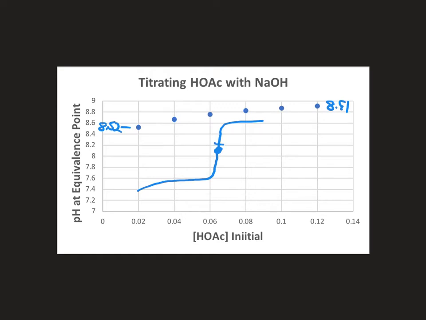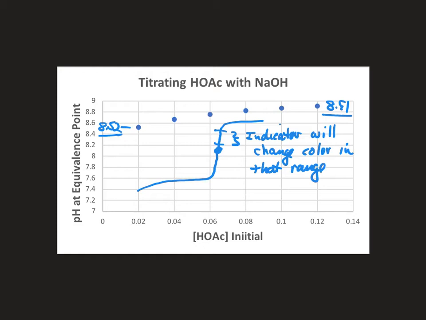If that range is between 8.52 and 8.91, that is, if our indicator will change color in that range of pH, then that indicator will work for that titration because that curve is so steep there that there will be very little error in volume, depending on what the pH range is.